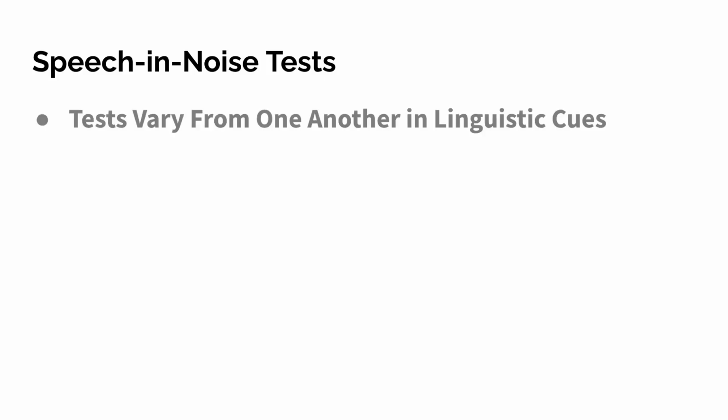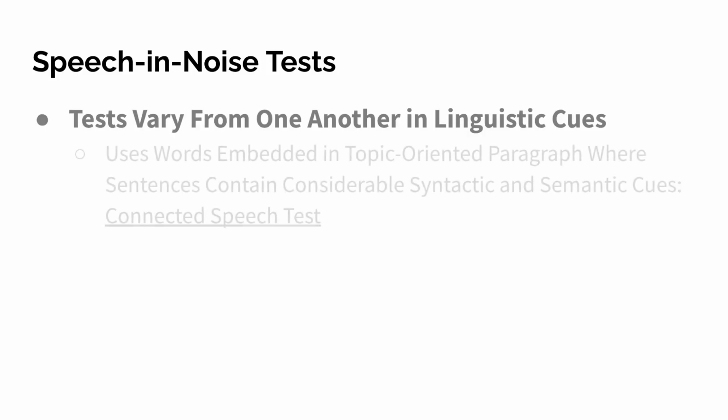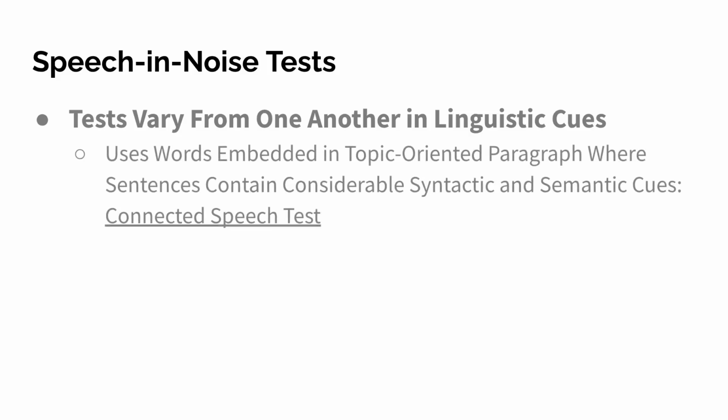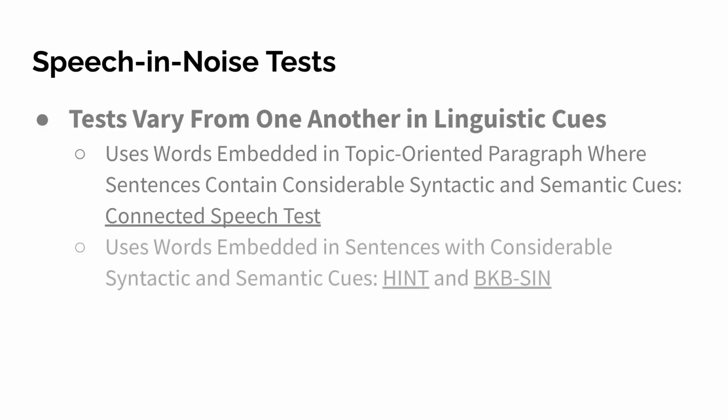Tests vary from one another in the linguistic cues that they offer. Some use words embedded in topic-oriented paragraphs where sentences contain both syntactic and semantic cues. That would be the Connected Speech Test, which is also available in an audio-visual version. You can have words embedded in sentences, so not paragraphs, but sentences, with considerable syntactic and semantic cues. That would be the HINT, and more commonly, the BKB-SIN. The BKB-SIN is more popular nowadays.